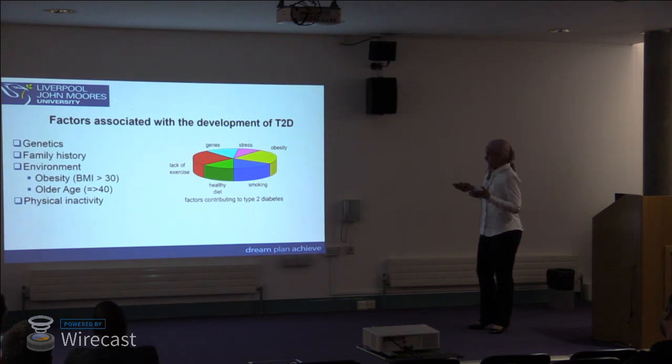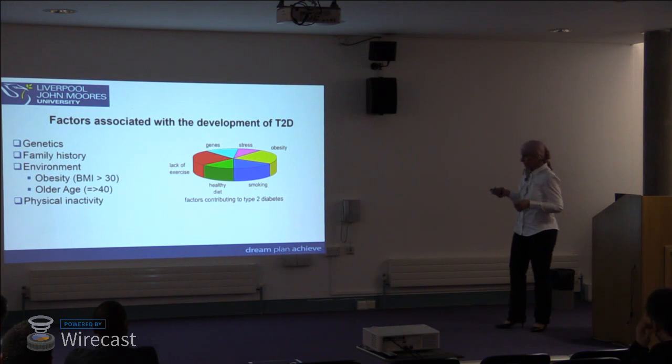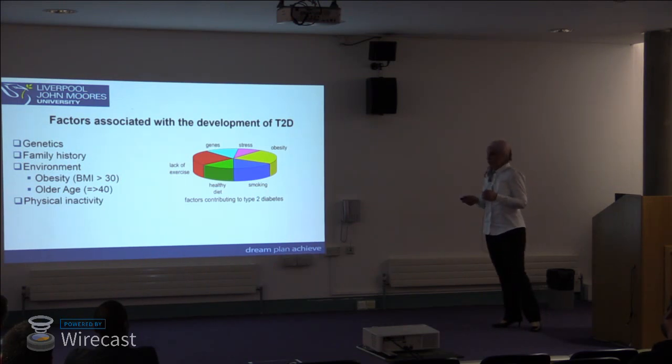As I said before, it's a very complex disease, and it's associated with several factors, particularly genetics. Genetics has become a key component of the risk of this condition. Family history also plays a very big role, as an individual with a positive family history is 2 to 3 times more likely to develop type 2 diabetes than people who have a negative family history.